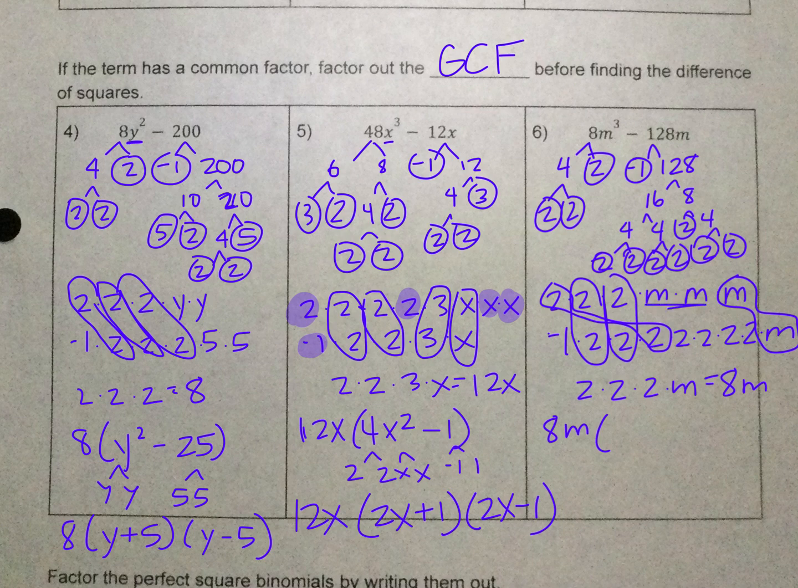On top, I'm left with M squared. Minus, on the bottom, I'm left with negative 1. 2 times 2 times 2 times 2 is 16. So negative 16. This breaks into M and M, 4 and 4. 8M, M plus 4, M minus 4.